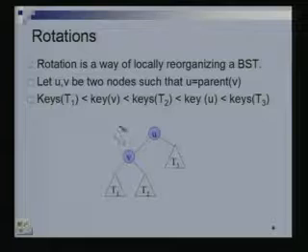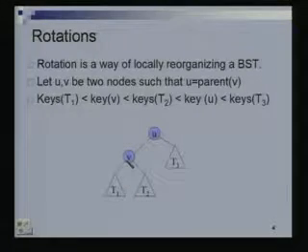What do I know? Because it is a binary search tree, I know all the keys in T1 are less than the key in V. All the keys in T2 are more than the key in V. Keys in T2 are less than the key in U, and keys in T3 are more than the key in U. This follows from the property of binary search trees.